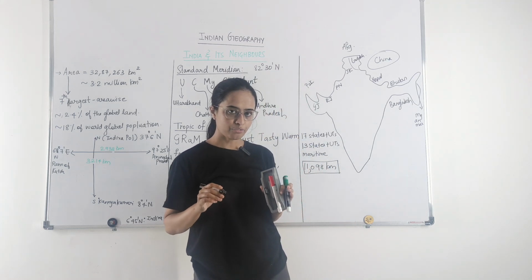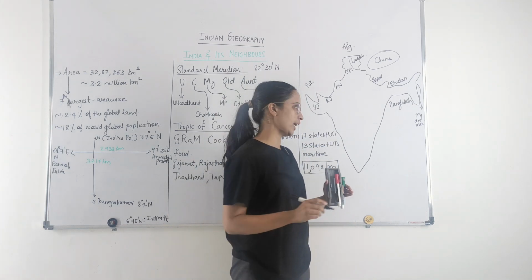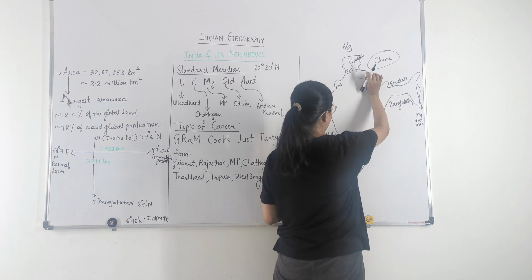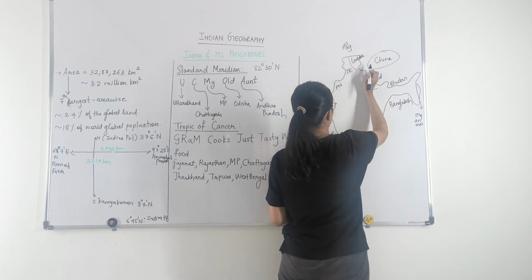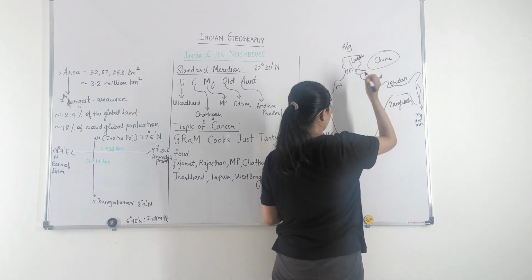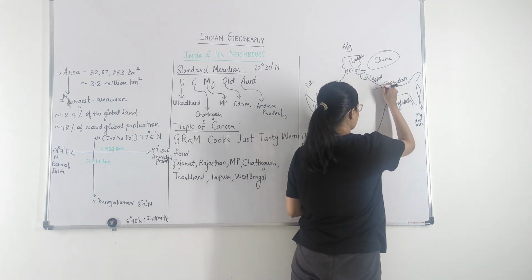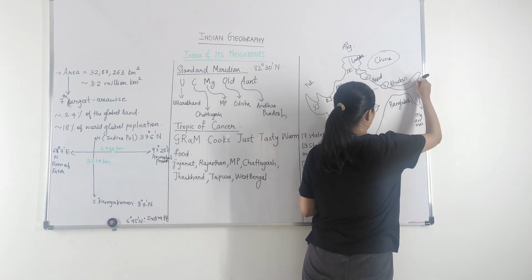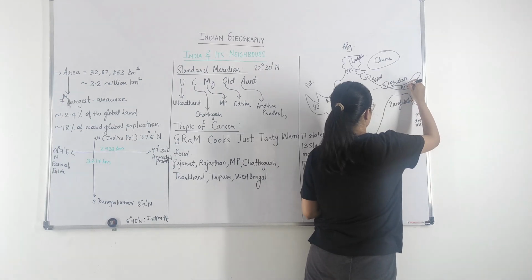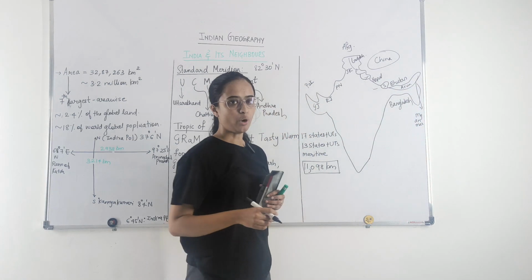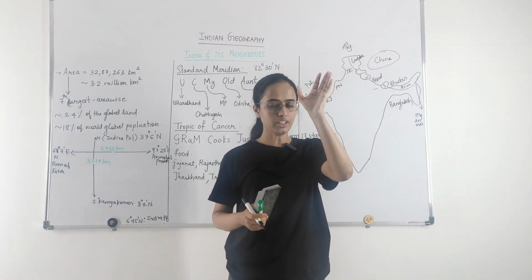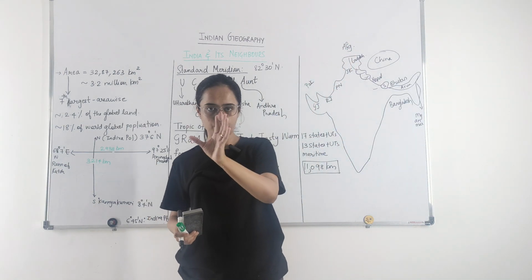So Ladakh is the foremost state which borders China, followed by Himachal Pradesh. Then we have Uttarakhand. Then the small part is Sikkim, and finally we have Arunachal Pradesh. So the states that border China are Ladakh. Below Ladakh we have Himachal. Right beside Himachal we have Uttarakhand.